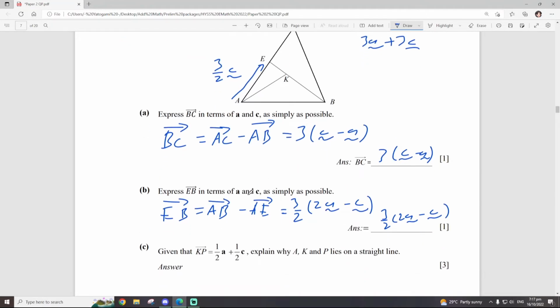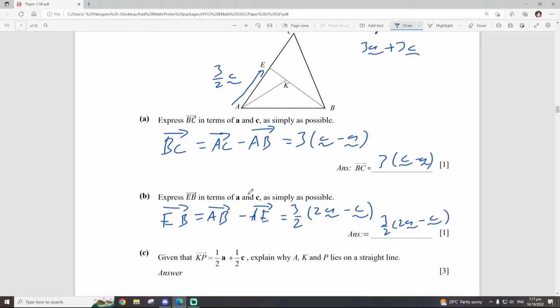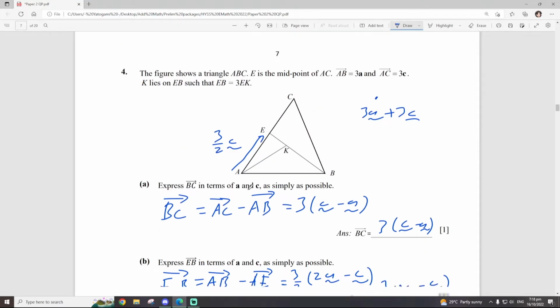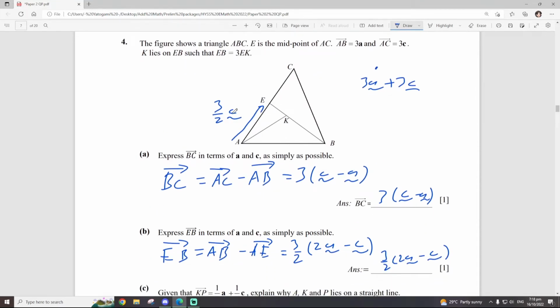Okay, so let's express AK first. AK equals, so use the ratio theorem. 3/2 C, okay, so, oh wait, no, can you use the ratio theorem? We're taking A as the origin, so I think yes.